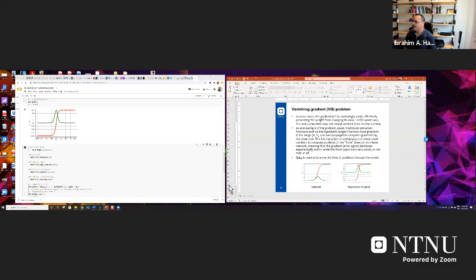As one example of the cause of the problem, traditional activation functions such as the hyperbolic tangent function have gradient between 0 and 1. And if you go to sigmoid, it will take values between 0 and maybe 0.2, for example. This has the effect of multiplying n of these small numbers to compute the gradient of the front layers in an n-layer network, meaning that the gradient or the error signal decreases exponentially with n, while the front layers train very slowly or not train at all. So it will be a problem. So how can we solve this problem? By using different activation functions.